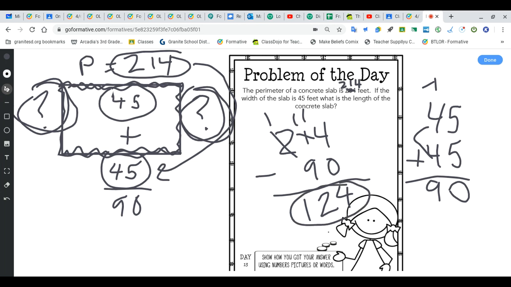But you need to figure out just one side. So we need to figure out what one of these is. So we're going to do that. I'm going to take 124 and divide it by two since there's two sides.